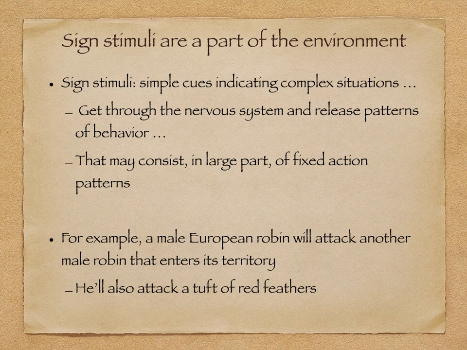So, for example, a male robin will attack another male robin that enters its territory, but he'll also attack a tuft of red feathers because that is what the sign stimulus actually is. It's not the male robin itself, it's that tuft of red feathers that triggers the behavior.